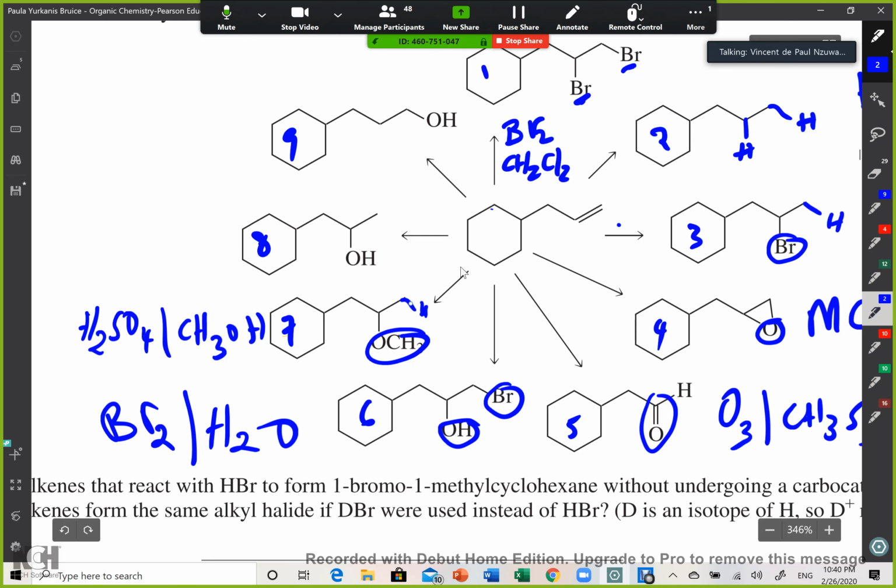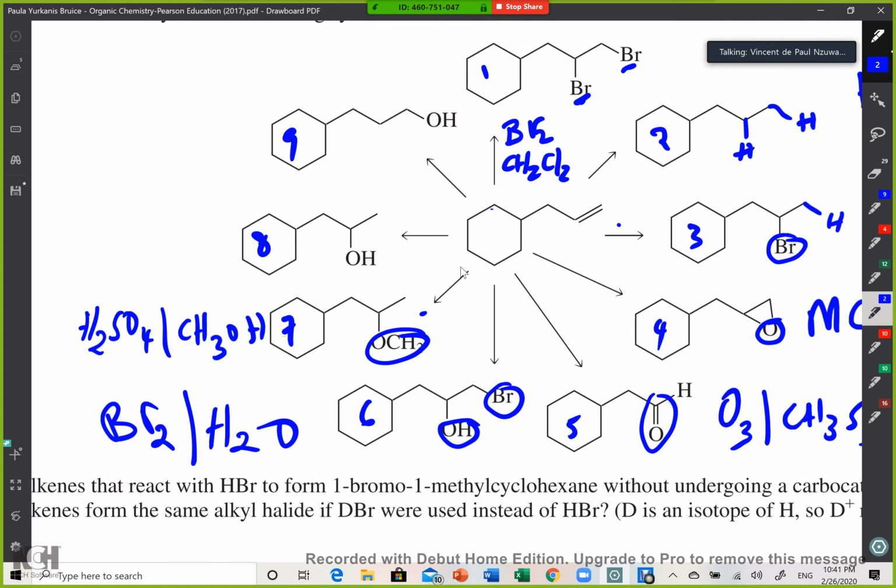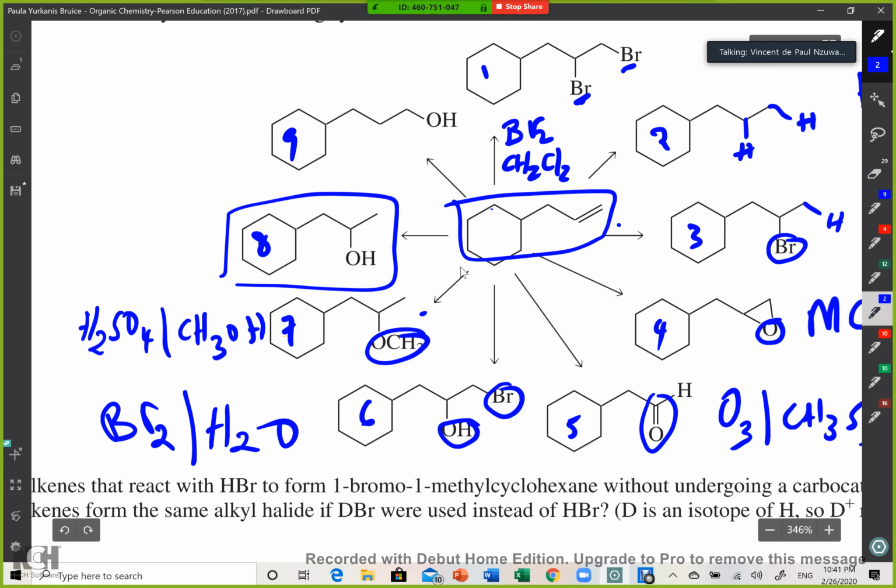So you want to compare the structure of the product and the structure of the starting material. Look, for example, at reaction number 8. This is my product, and this is my starting material. When I do a comparison, I notice that there is an OH added. And this carbon here is now having 3 hydrogens, whereas the same carbon over here only had 2 hydrogens. It means that there is an extra hydrogen that has been added.